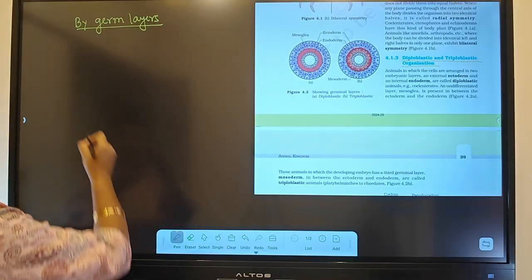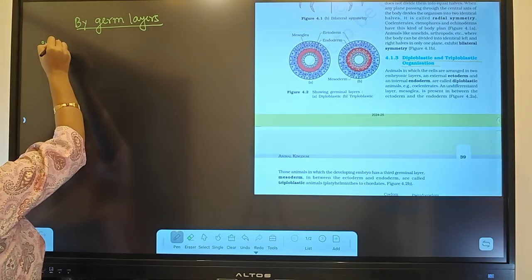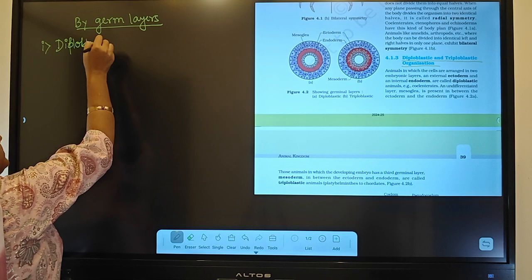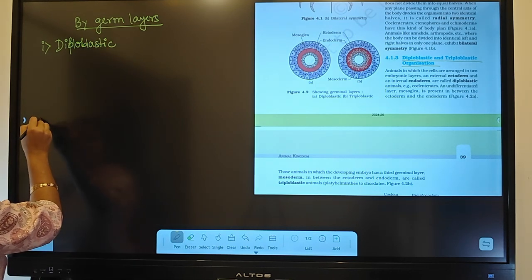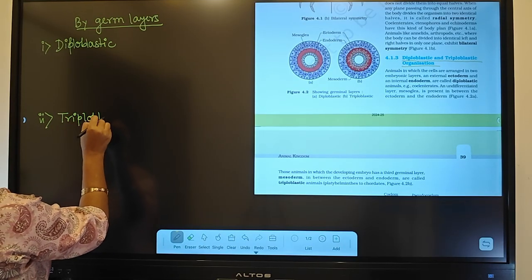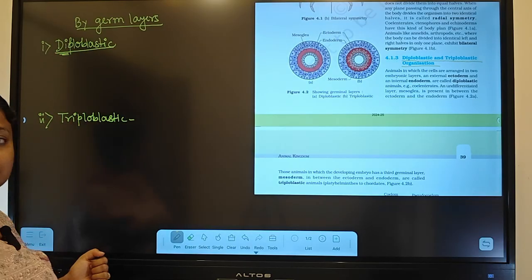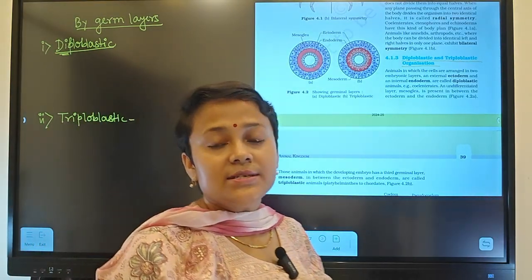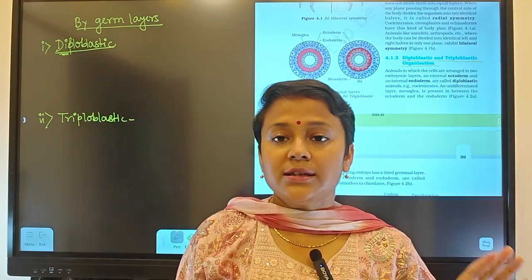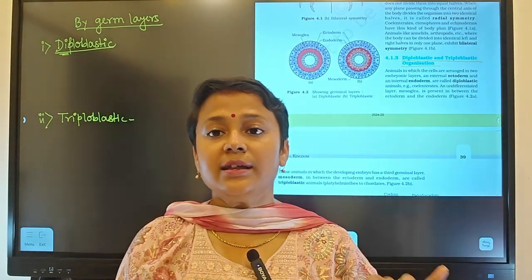So there will be two types of organisms. First is called diploblastic, and second is called triploblastic. Diploblastic means there will be two germ layers formed during the embryonic development. What are the names of the germ layers? These germ layers are called ectoderm and endoderm.